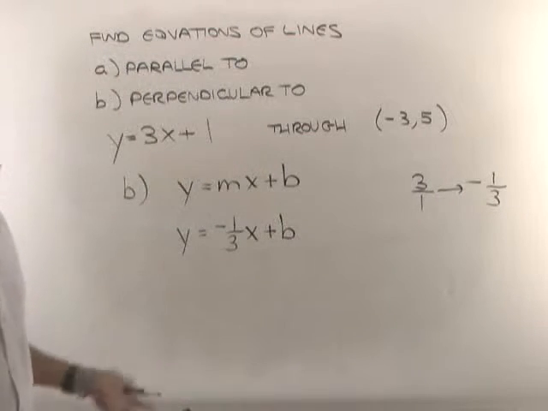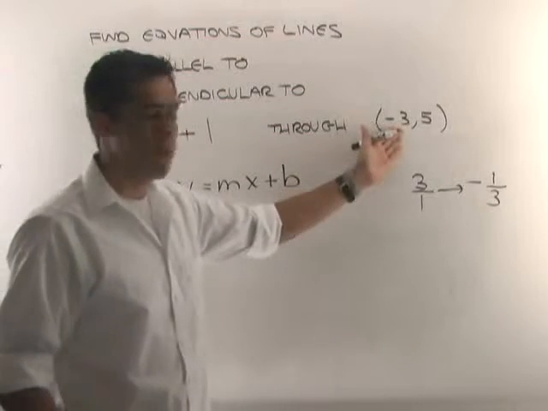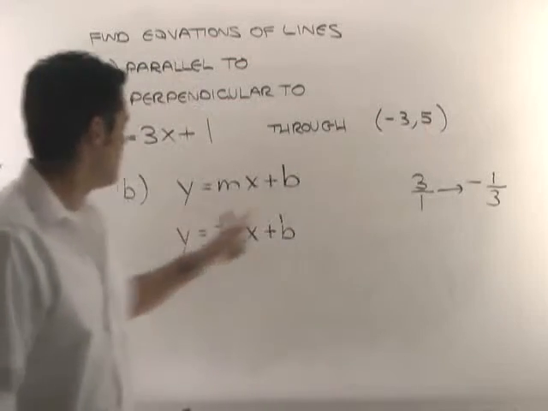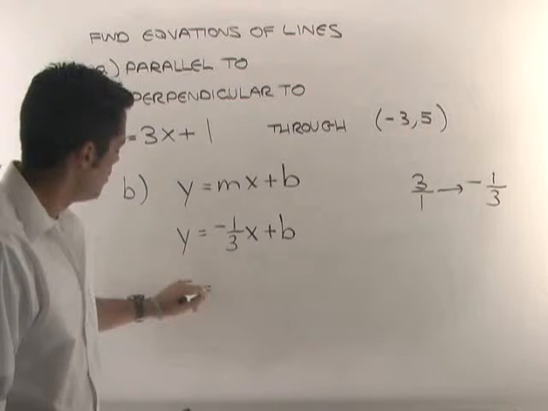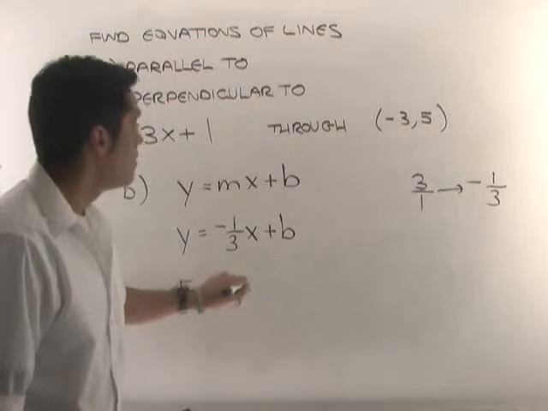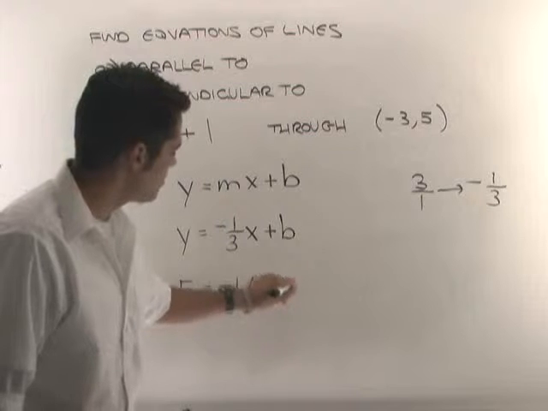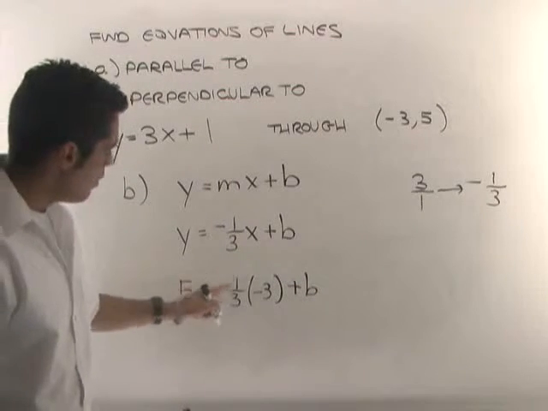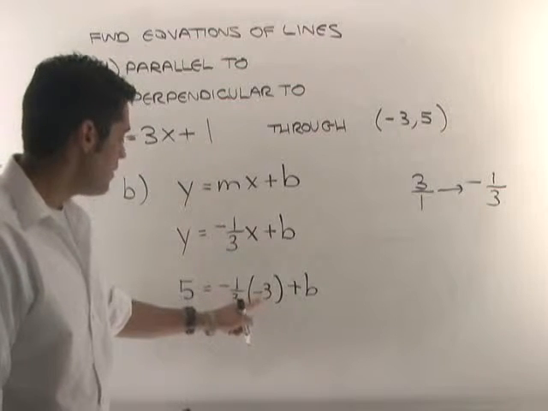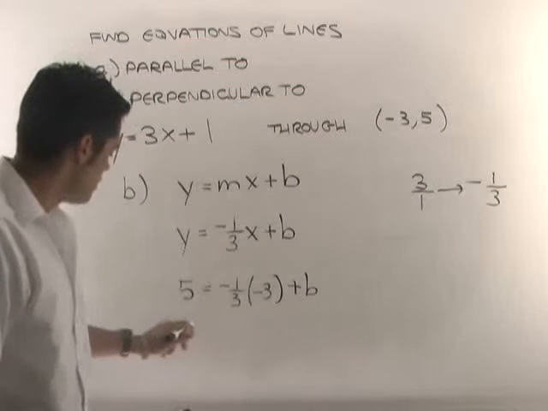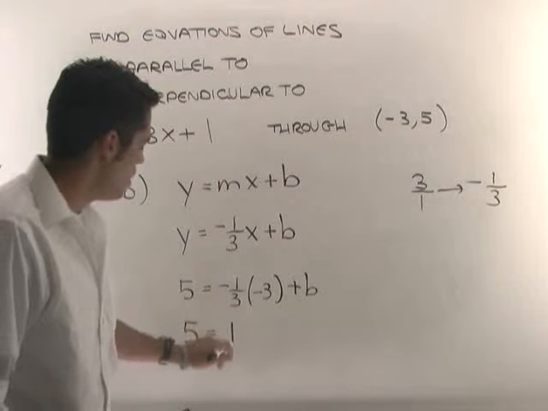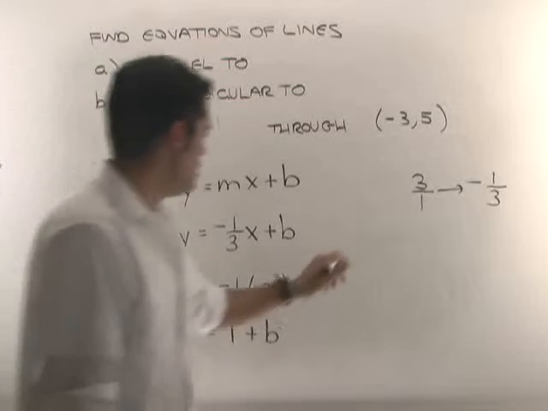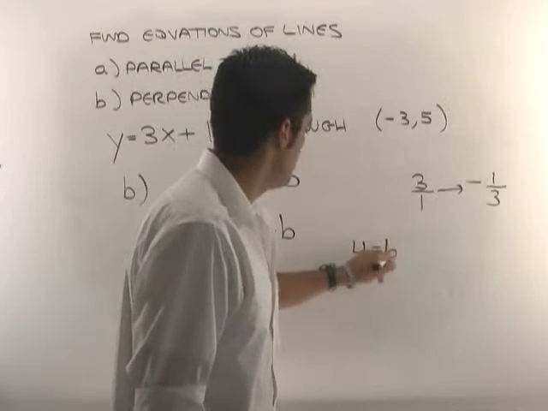Now again, we know the slope and we have a point it must go through. So we're going to plug in -3 right in here for x, and it should come out to be 5. So 5 equals -1/3 times -3, we're plugging in for x plus b. And this is a good thing because -1/3 times -3 is going to give us a positive 1. So we have 5 equals 1 plus b. And now subtract 1 from both sides and you get that 4 is equal to b.